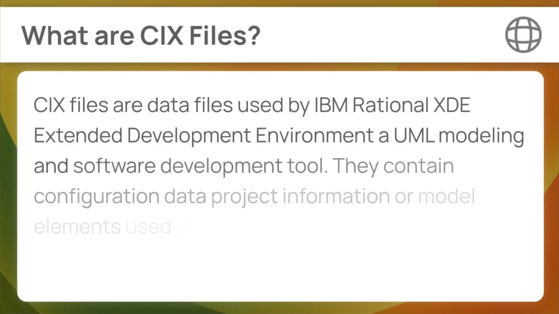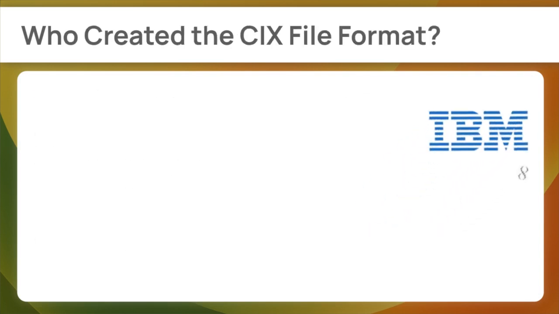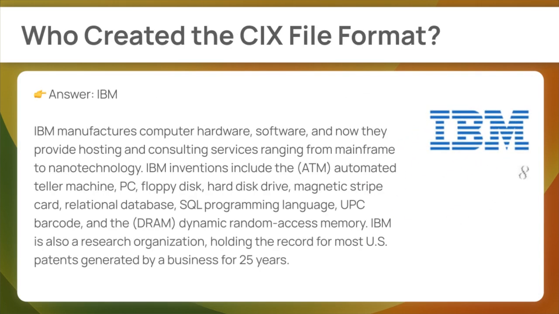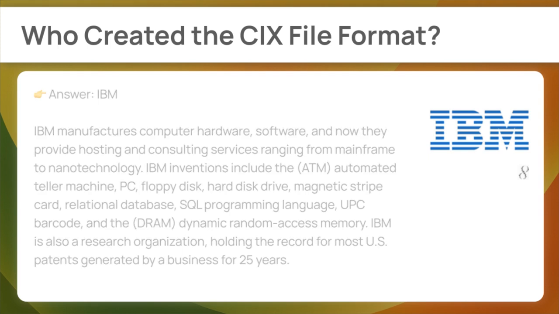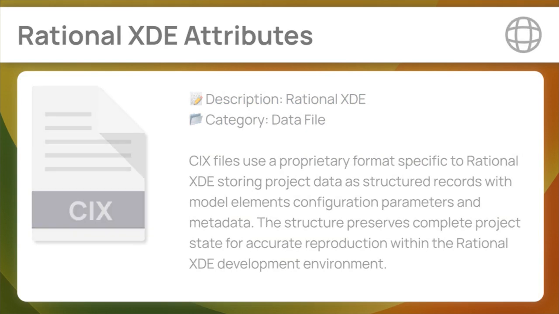CIX files are data files used by IBM Rational XDE Extended Development Environment, a UML modeling and software development tool. They contain configuration data, project information, or model elements used in software design and development workflows within the Rational XDE platform. CIX files use a proprietary format specific to Rational XDE, storing project data as structured records with model elements, configuration parameters, and metadata. The structure preserves complete project state for accurate reproduction within the Rational XDE development environment.